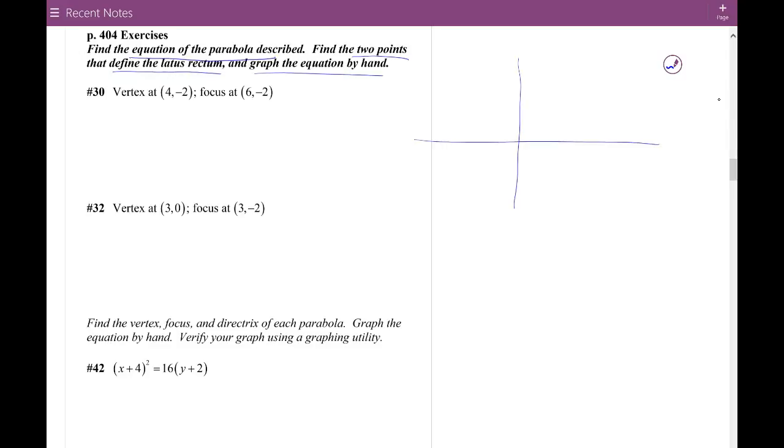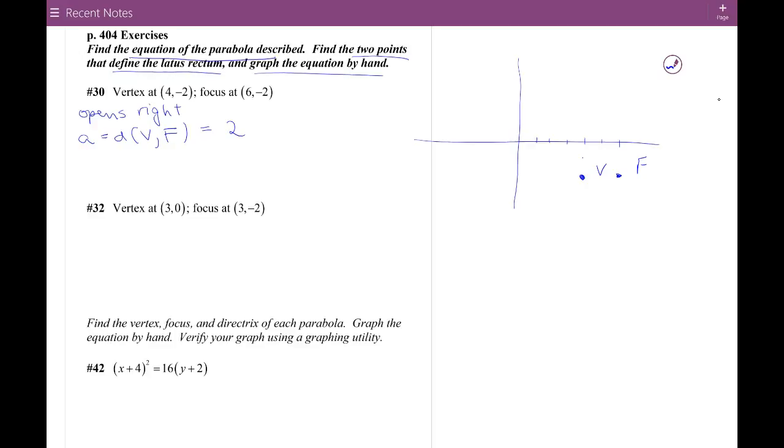So I'm going to draw the graph of vertex at (4, -2). So here's my vertex. And the focus is at (6, -2), so I can see the relationship of the vertex to the focus. So I can see that the parabola must open right because the focus has to be inside the parabola. And then we know that a is the distance from the vertex to the focus. So that's going to be 2.